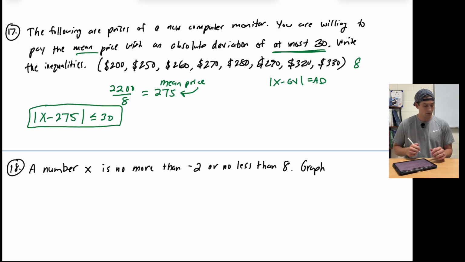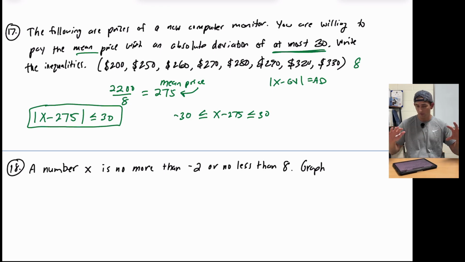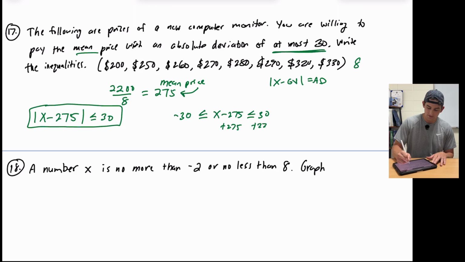So let's do that. All right, so it is a less than or equal. So less than means and, right? So we're going to say that x minus 275 is less than or equal to 30, and x minus 275 is greater than or equal to negative 30, right? So we could actually set it up like that already in the form of a single compound inequality. Now we can solve this by adding 275 to both sides.